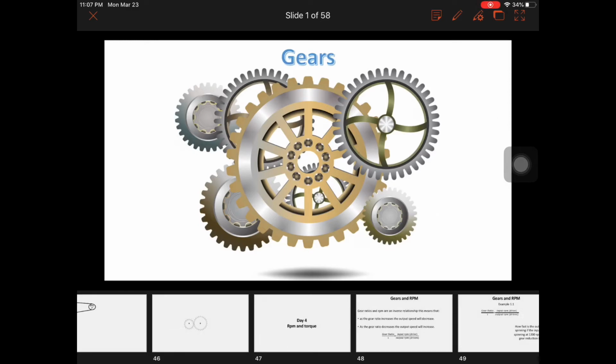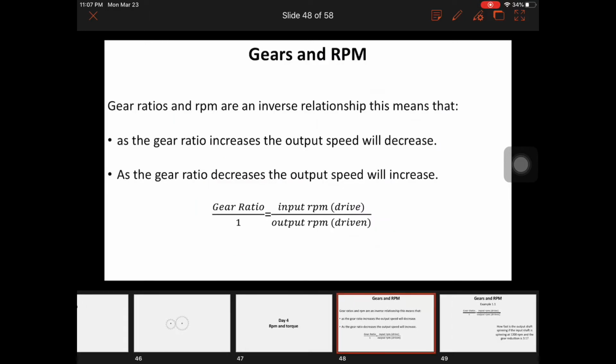We're going to continue on talking about gears today. So today is day 5 and we are going to start talking about gears and RPM and torque. So we know how to calculate our gear ratios and we know how to find the number of teeth on a missing gear or pulley or whatever. But today we're going to try to understand how RPM is going to be intertwined with our gear ratio.